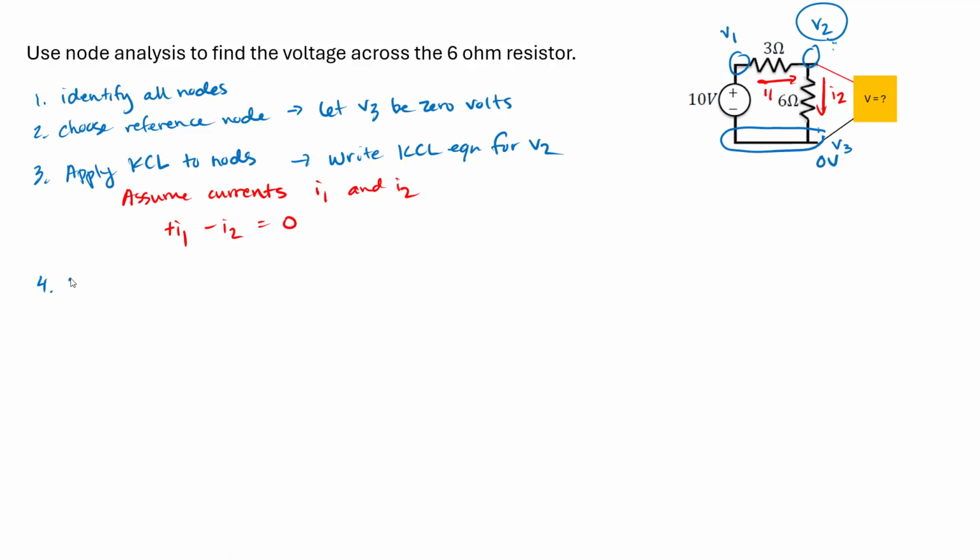Our next step is to rewrite our Kirchhoff's current law equation in terms of voltages. So we want to rewrite in terms of our node voltages and resistances.